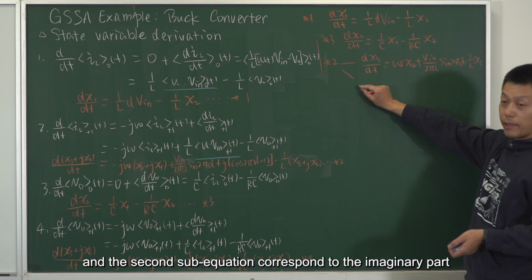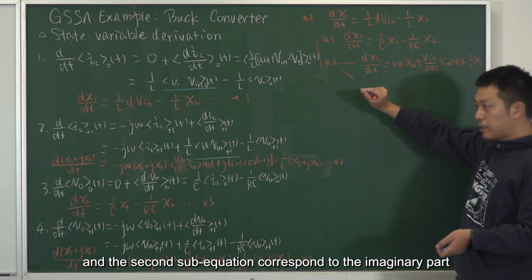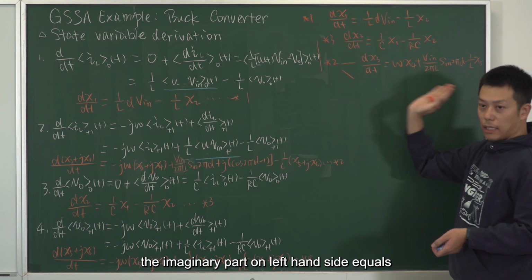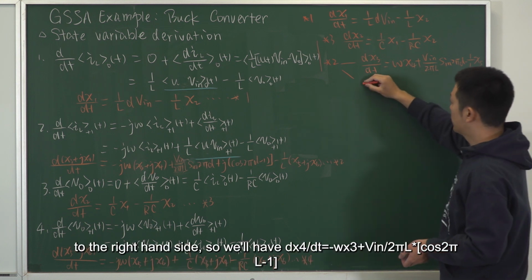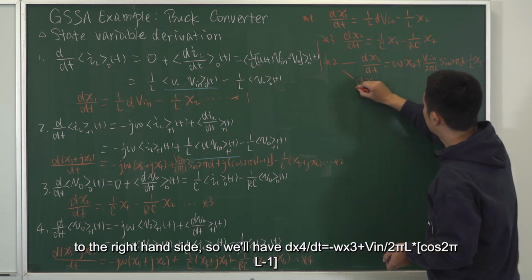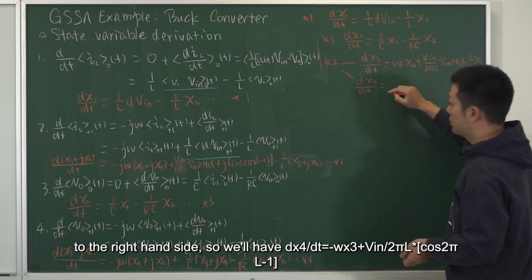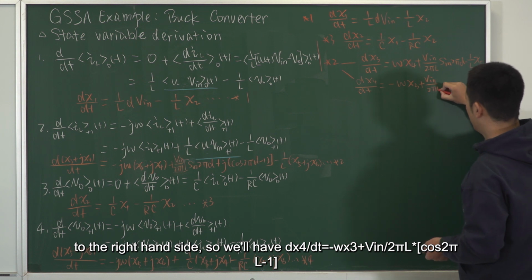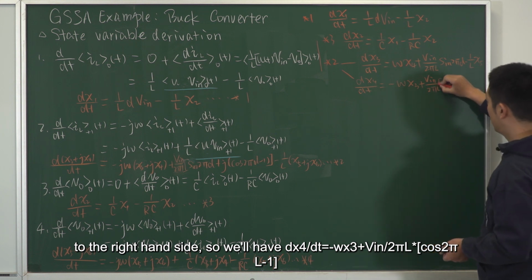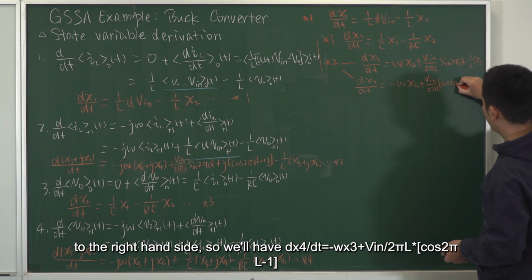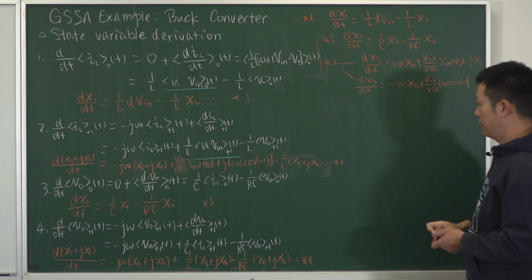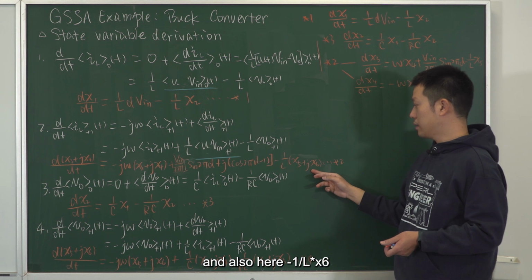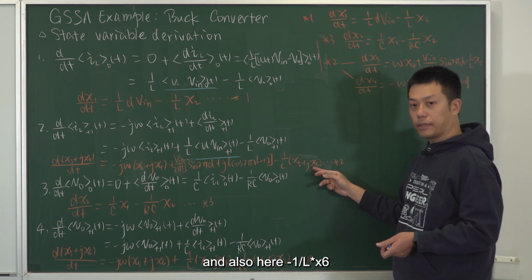And the second sub-equation corresponds to the imaginary part. The imaginary part on the left-hand side equals the right-hand side. So we'll have dx4 over dt equals minus omega x3 plus Vin over 2 pi L times cosine 2 pi d minus 1. And also here, right, minus 1 over L times x6.